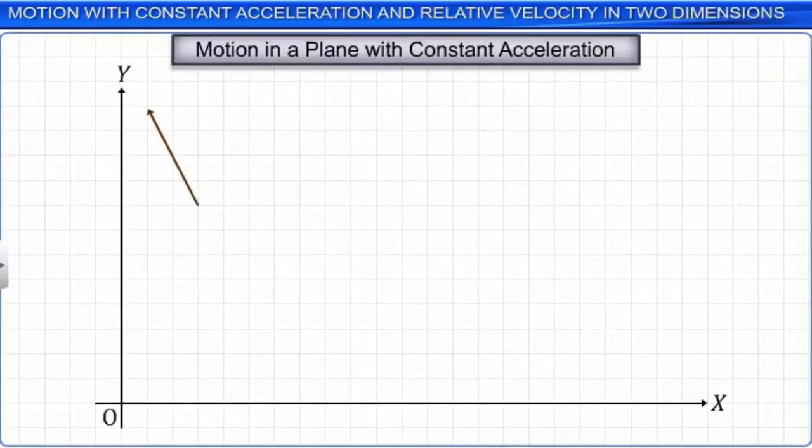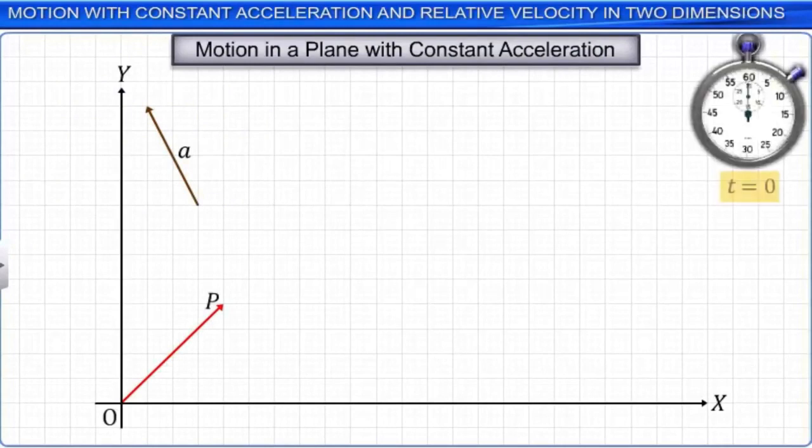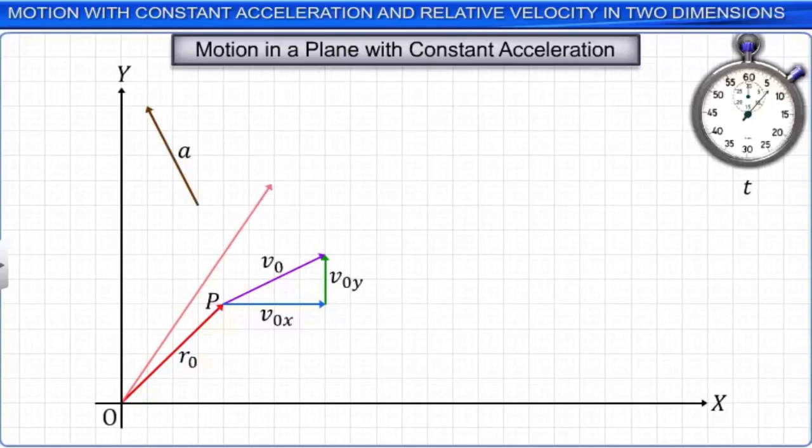Let us explore the equations of motion for an object which is going to have a constant acceleration, and it's going to move along the x and y axes, that is, in the plane. So I'm considering an object which is moving in an xy plane, and the initial position of that is taken as p at time t equal to 0, and the position vector of that has been taken as r naught. The velocity of that has been taken as v naught, and the xy components of that are v naught x and v naught y.